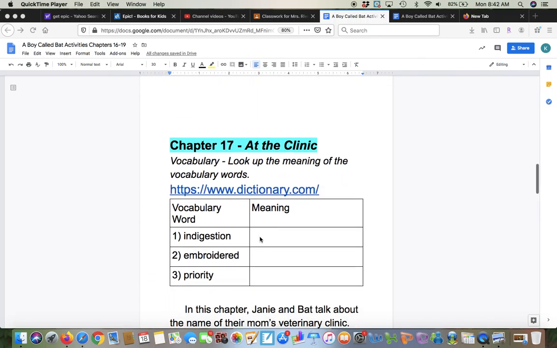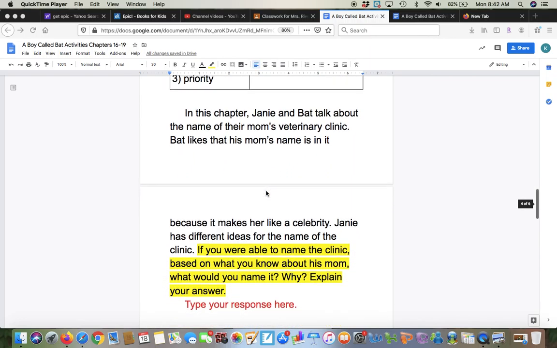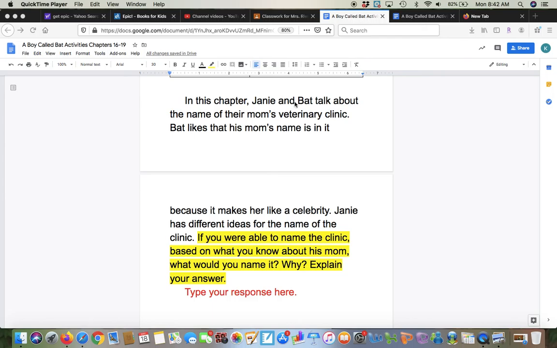The next activity, you're going to do some more vocabulary words. We have indigestion, embroidered, and priority. And then after it says, in this chapter, Janie and Bat talk about the name of their mom's veterinary clinic. Bat likes that his mom's name is in it because it makes her like a celebrity. Janie has different ideas for the name of the clinic. If you were able to name the clinic based on what you know about his mom, what would you name it and why? Explain your answer.